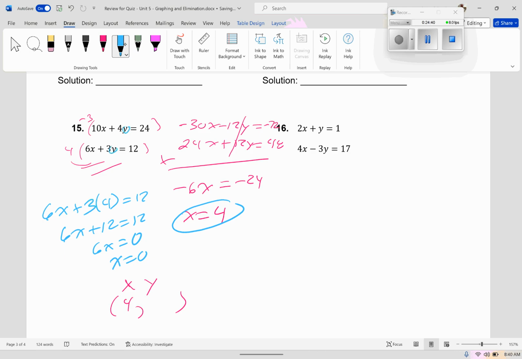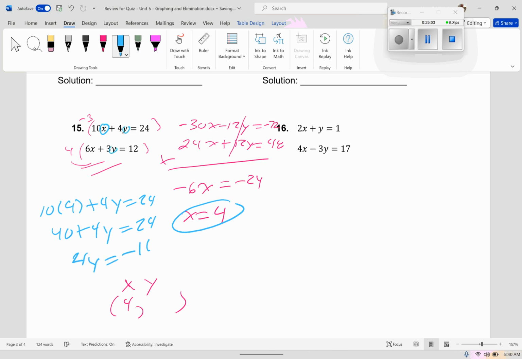Oops, you know what I did? I plugged it in for y, I was supposed to plug in for x. I made a mistake, my friends. That is an x value, so I'm going to plug it into this x. So I'm going to get 10 times 4 plus 4y equals 24. So that's 40 plus 4y equals 24. Subtract 40 from both sides, so I'm going to get negative 16. Divide both sides by 4. There we go. There's our answer.